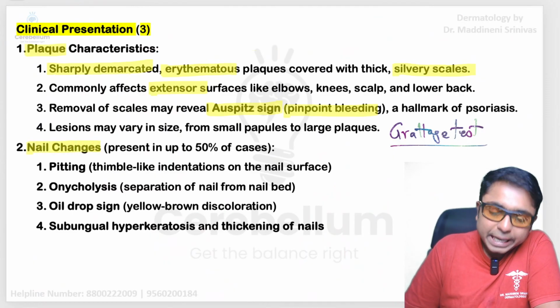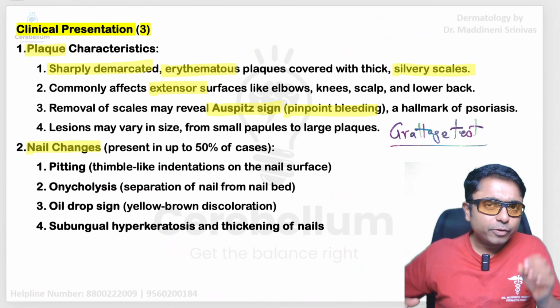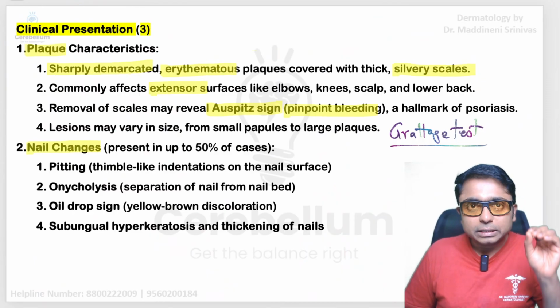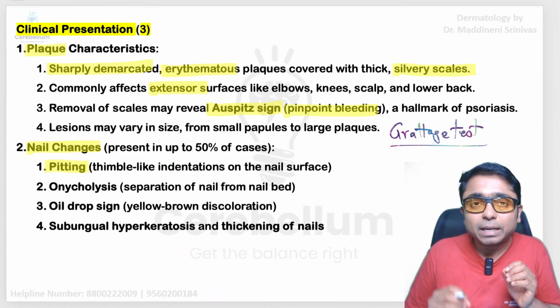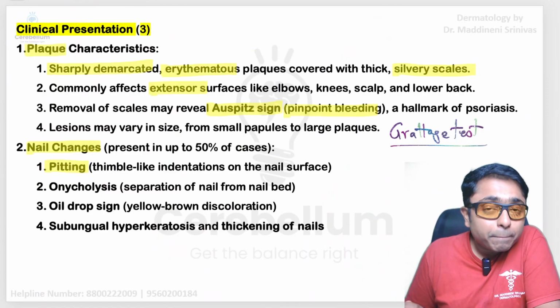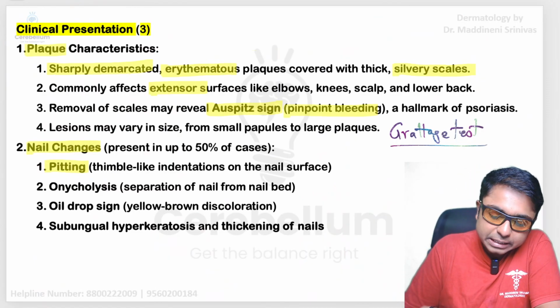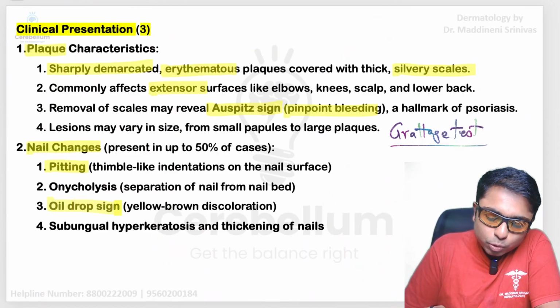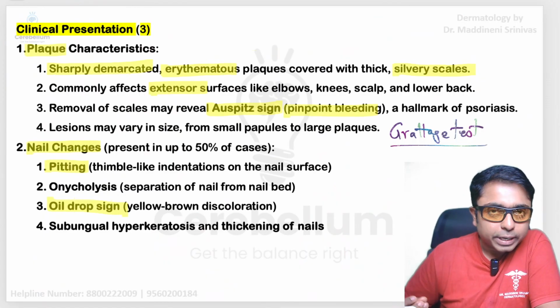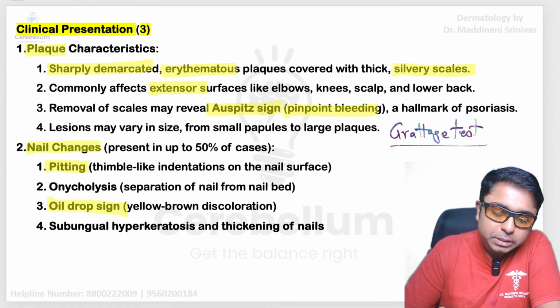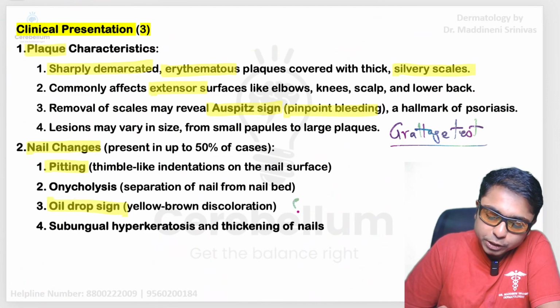So what are the nail changes? So you should also write few other changes apart from skin. In the nail you should remember the most common finding, which is the depressions in the nail plate which are called as pitting. Pitting of the nails is very characteristic, and most common. And what is the most characteristic and pathognomonic sign of psoriasis in the nails? It is oil drop sign, which is also called as salmon patch.